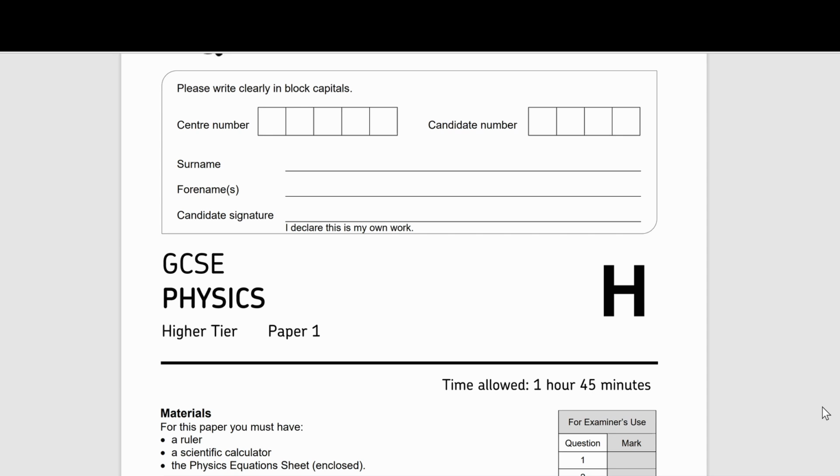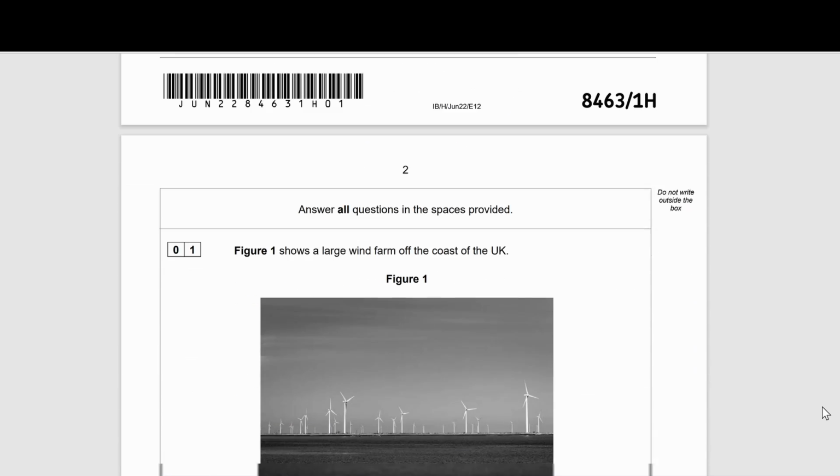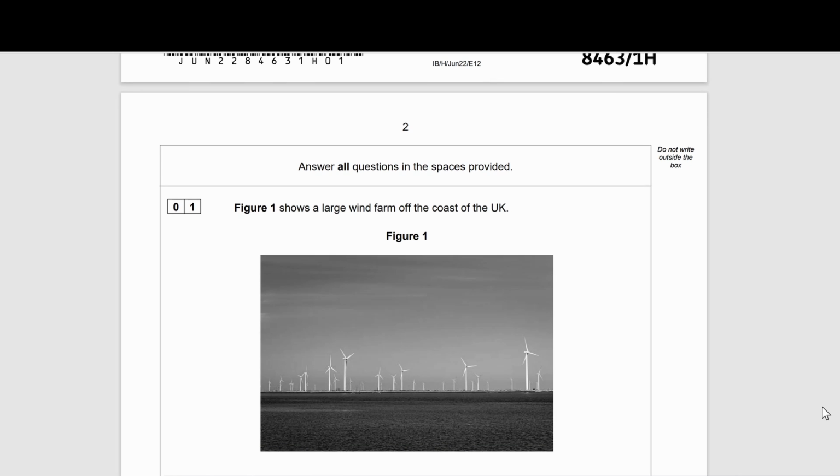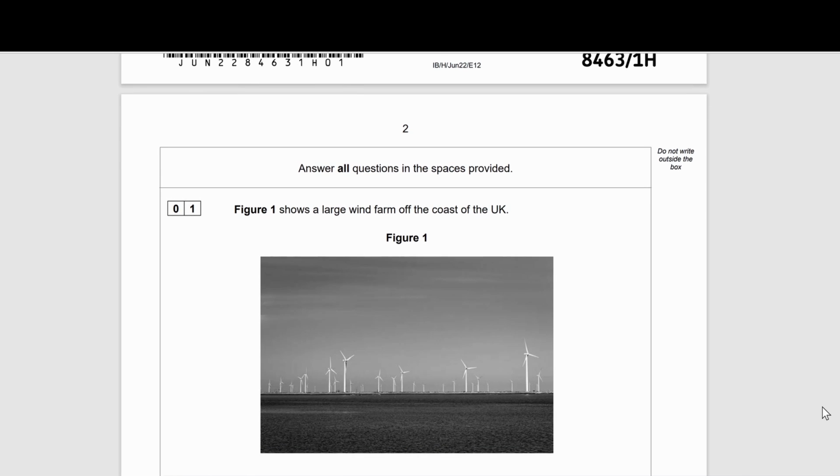This will be a walkthrough of the AQA GCSE Physics 2022 Higher Tier Paper 1. Question 1. Figure 1 shows a large wind farm off the coast of the UK.